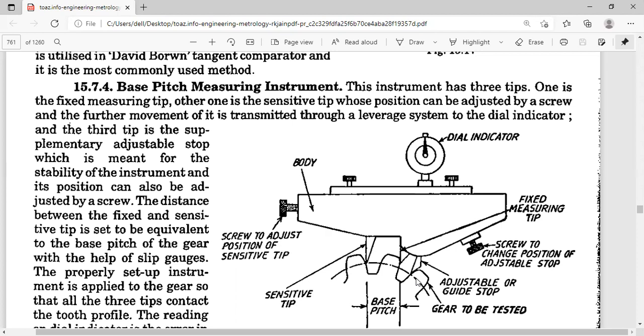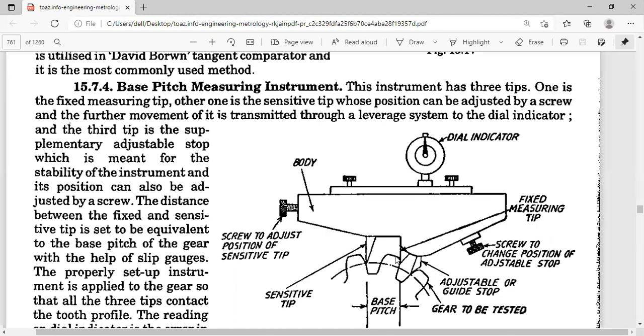So what is the function of each of them? We'll try to see. Here the sensitive tip portion can be adjusted by means of a screw, which is there at the left hand side of the instrument. This screw adjusts the position of the sensitive tip. You know how the tips are conformed to the module of the teeth, the module of a particular gear tooth. That is how you have to design the tip. Previously I told you that important point.